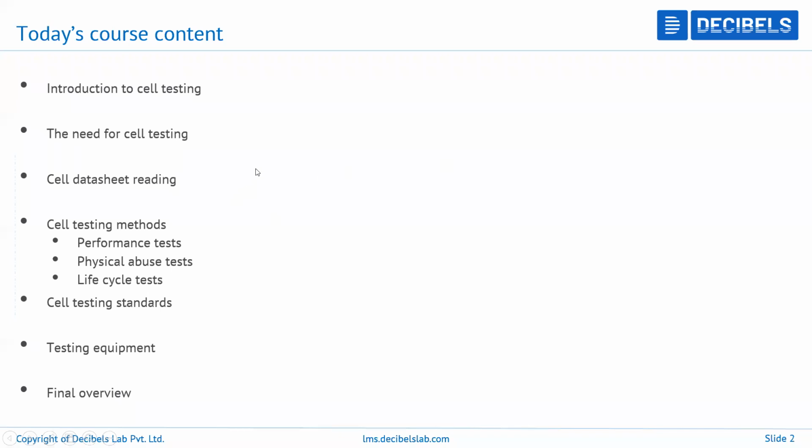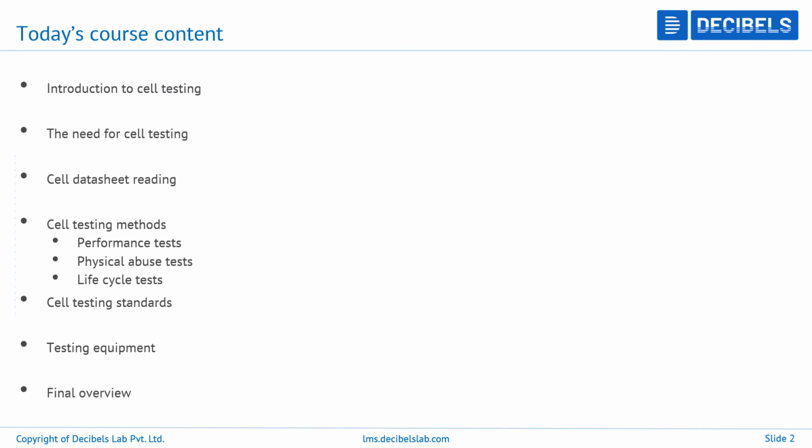So today's course content includes the following topics. First, we'll have a look at a brief definition of cell testing. What is the essence of cell testing? We'll take a look at some of the scenarios that cells can face in real life. Then we'll see what the need for cell testing is. Why is cell testing needed, and what is the necessity of cell testing? And then we'll take a look at the cell data sheet, a brief look at what a cell data sheet is. And then we'll go into some cell testing methods, where we'll take a look at three categories of cell testing. These three are performance tests, physical abuse tests, and life cycle tests, also called aging tests.